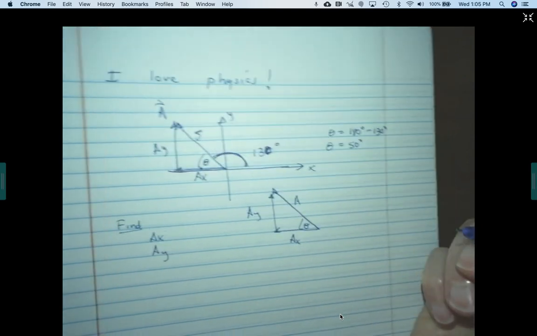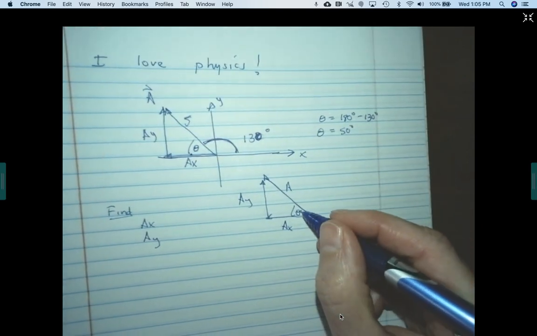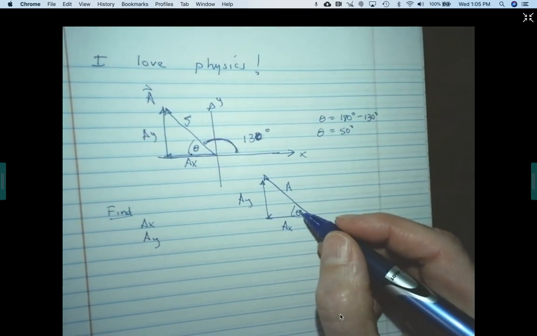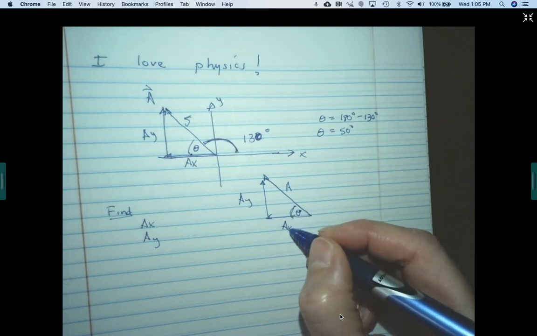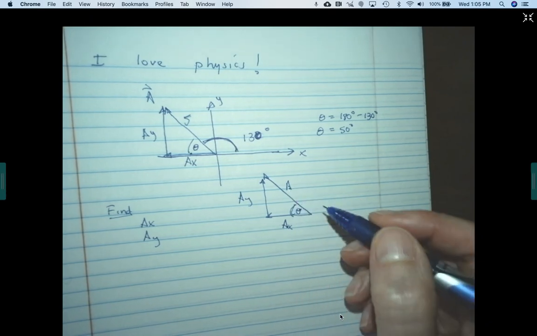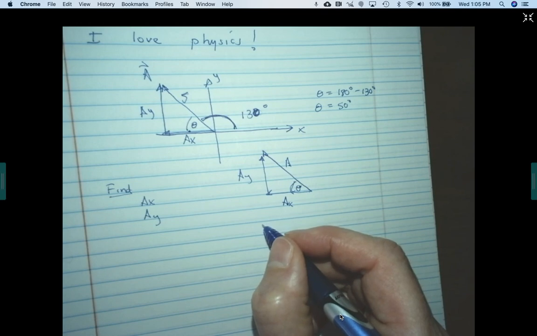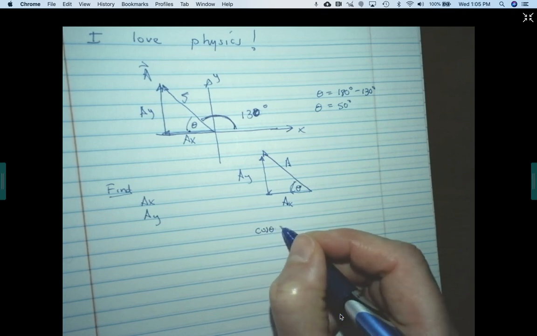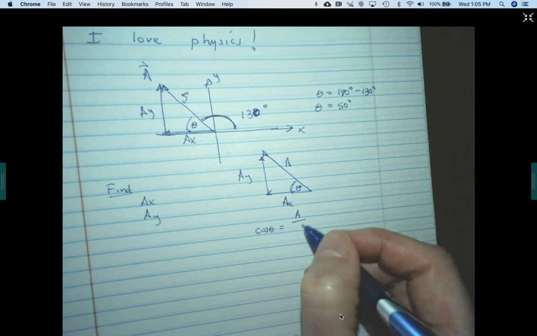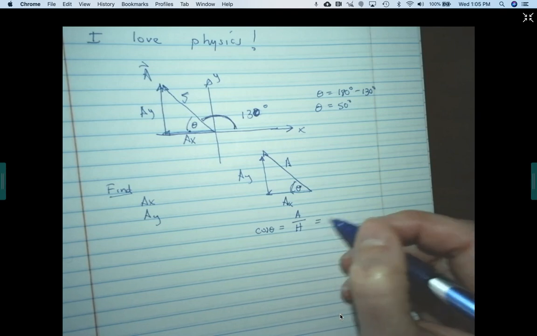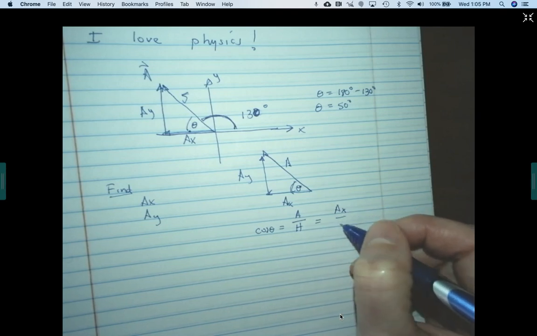And that's theta. Okay, so if I do my trig functions, here's theta, my adjacent side is over here, that's AX, and my hypotenuse is A. So I'm going to start with cosine, and just write this out until you get the hang of it. It's my adjacent side over the hypotenuse. In this triangle, it's AX over A.